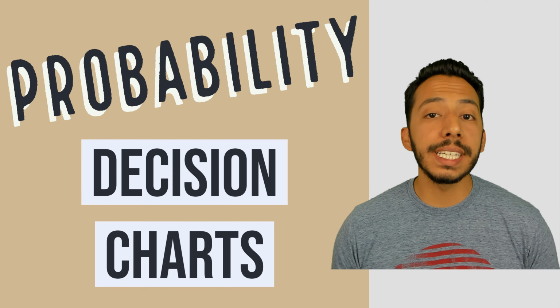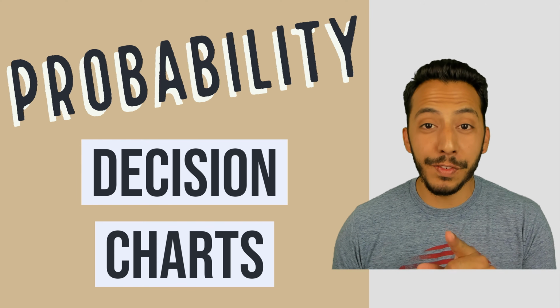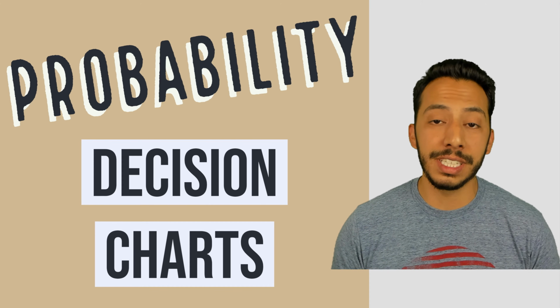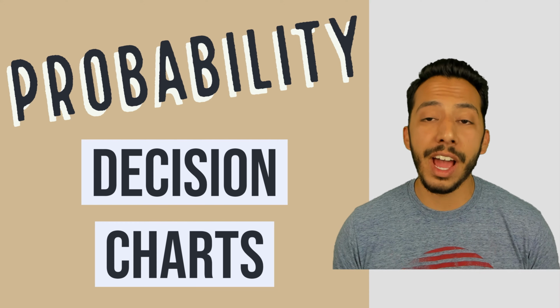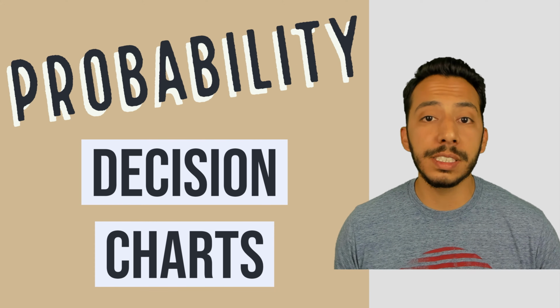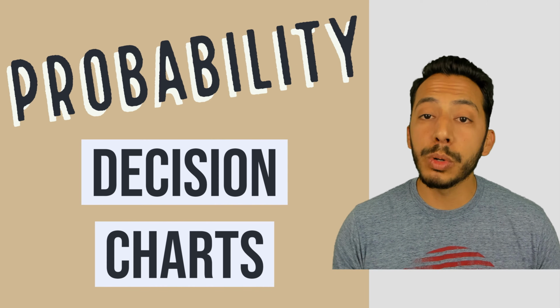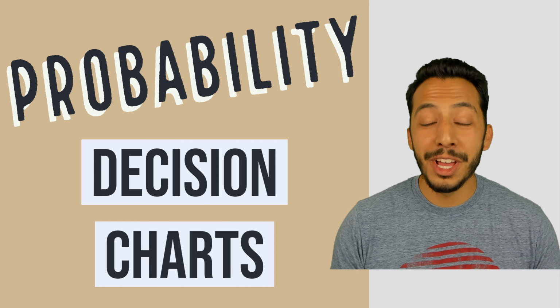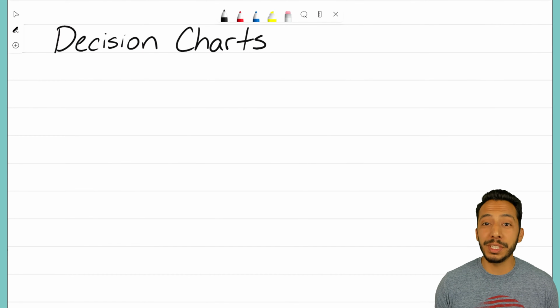On this video, we're going to take a look at probability and we're going to focus in on decision charts. They are a great tool that is going to help us see all of the possible outcomes that we have when we're given a certain type of problem. So the best way to do this is just to jump into an example problem here with decision charts.